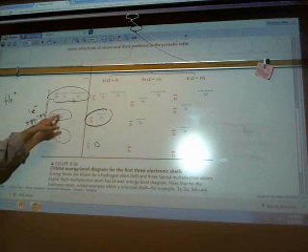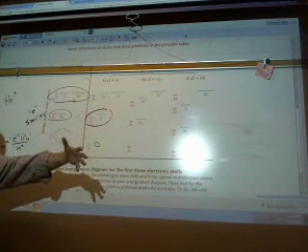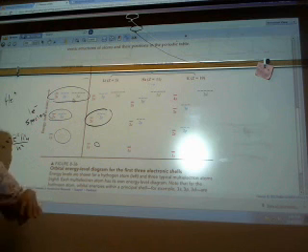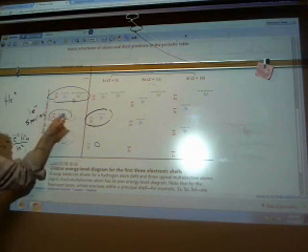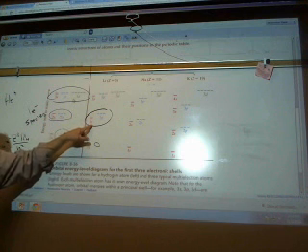The same thing is going to happen with the 2s, right? The 2s electrons are going to be pulling closer. Therefore, the 2s orbital here is going to be smaller, and the electron's going to be closer, and therefore lower in energy.